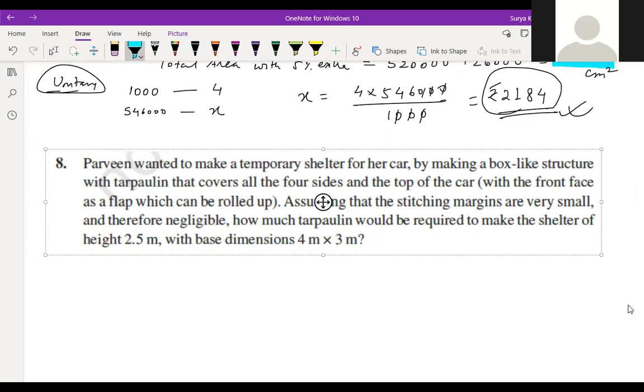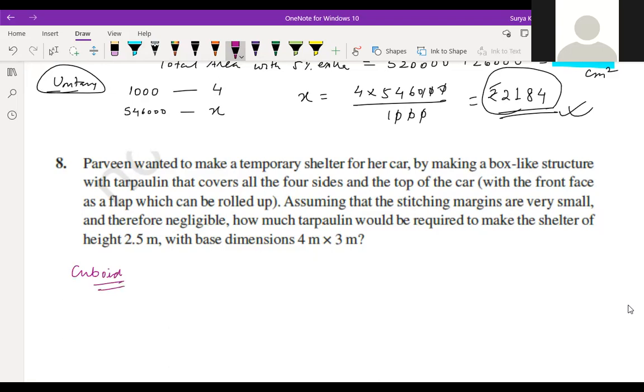With the front face as a flap that can be rolled up, assuming that stitching margins are very small and therefore negligible. How much tarpaulin would be required to make the shelter of height 2.5 meters with base dimension 4 meters by 3 meters? So this dimension is what? Cuboid, right, children? This is your cuboid, because here length is 4 meters, breadth is 3 meters.